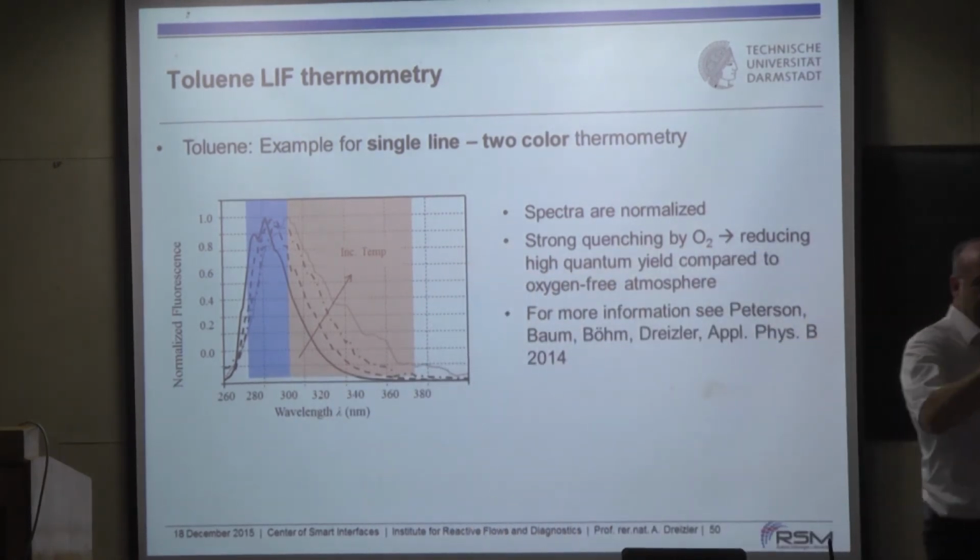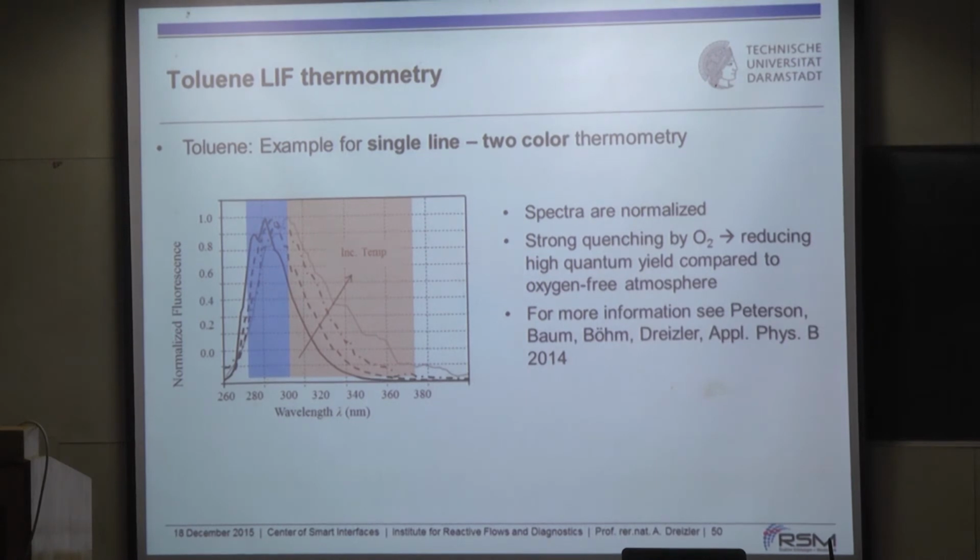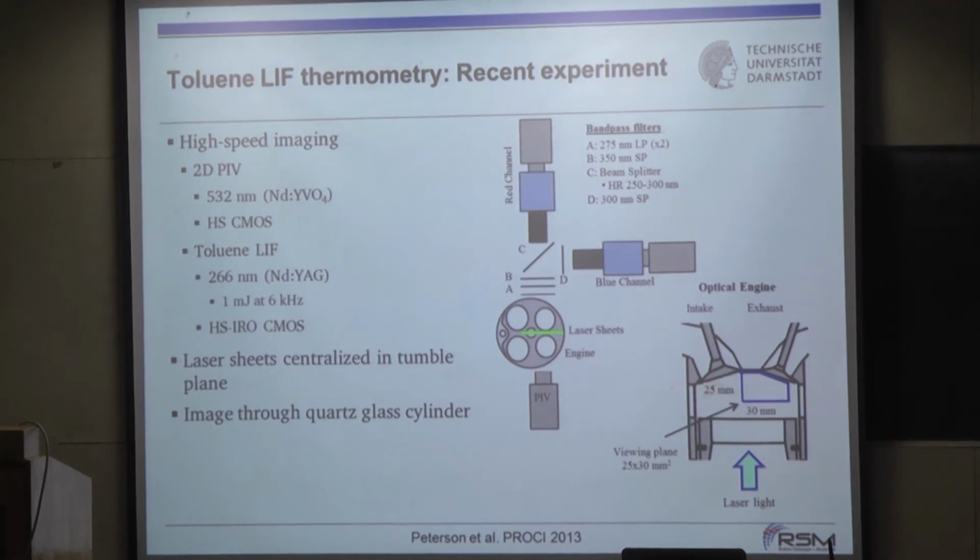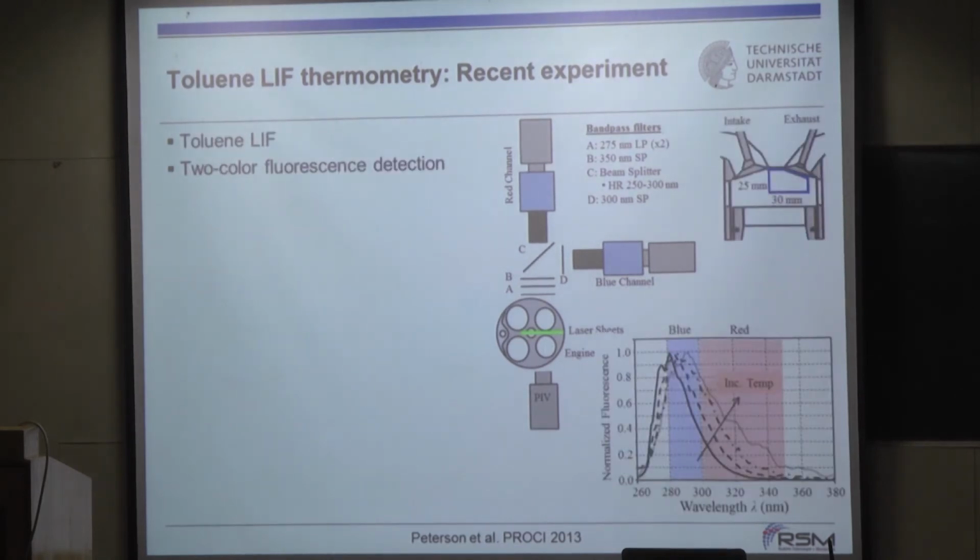And then you have these two areas, which are then divided by each other. And if you have a changing temperature, you see that this red channel will increase in intensity, decoding the temperature. That has been done here simultaneously with PIV. I will not refer to that. We have done that at high speed at 6 kilohertz, such that we were able to resolve crank angles at 1,000 RPM. And so that is once again shown over here.